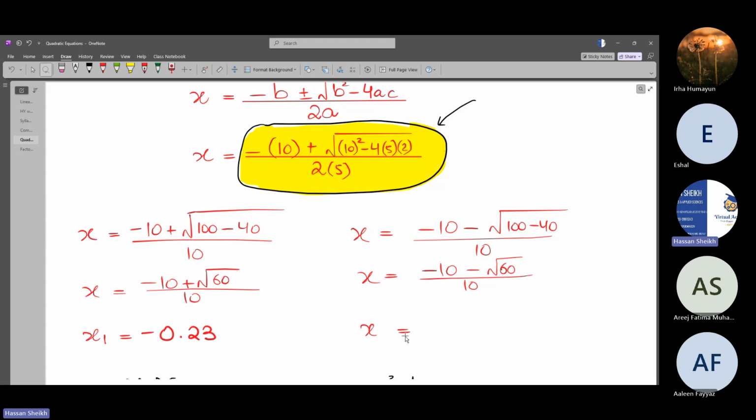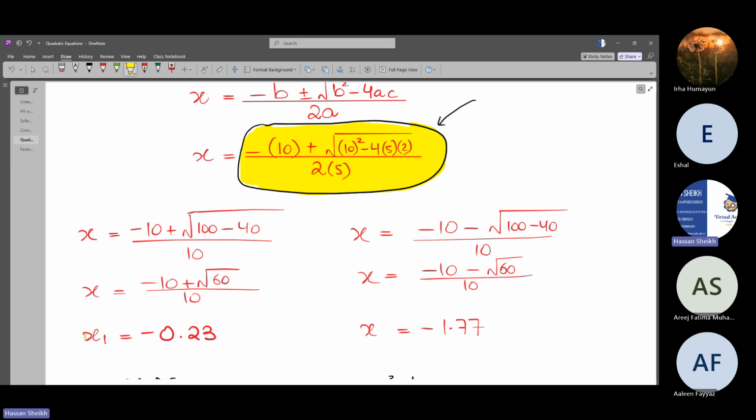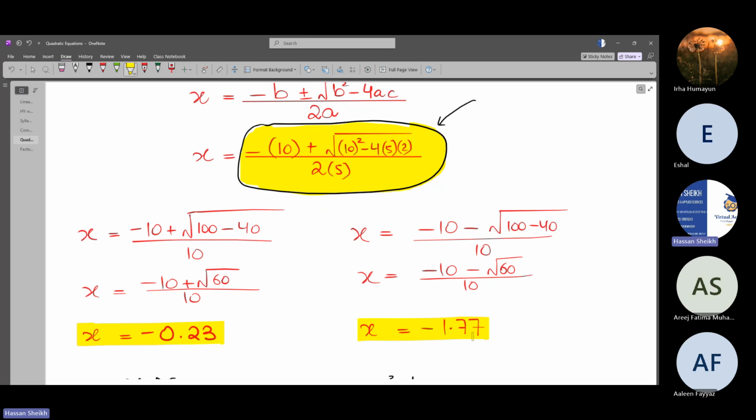Exactly, minus 1.77459. So it will be rounded off to minus 1.77 to two decimal places. So these are the two answers. Students, if you have that calculator, you can get this answer directly within seconds. But if you have other calculators, obviously it will take some time.